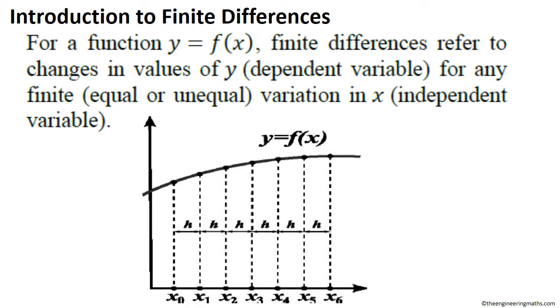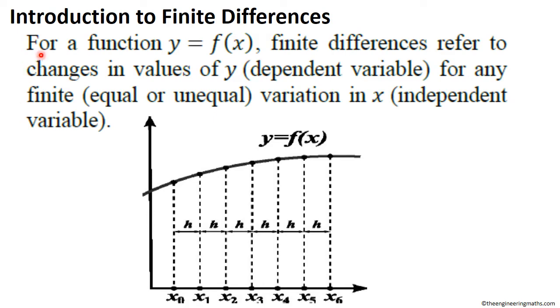So these data points at which we are interested to see the function value can be of equal variation or of unequal variation. It depends on the data what type of variation this is. So students, let's see what finite differences are. First of all, just see the very simple concept here, and then we will talk about the other things.